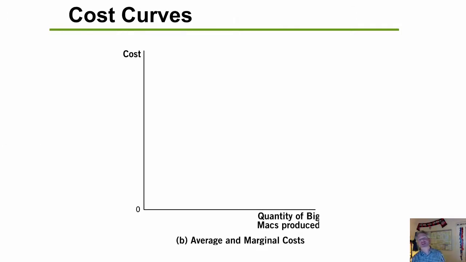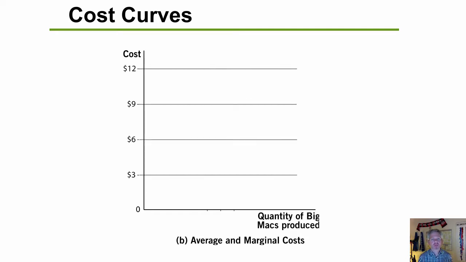All right, so let's look at these cost curves. The cost curves we're going to use a good bit in this class, and what I'm going to show you here is going to be the typical cost curves. We're going to look at other versions of it, but this one will get us started. So here our cost is on the vertical axis, and the quantity of Big Macs produced is on the horizontal axis, and this is what the marginal cost curve typically looks like.